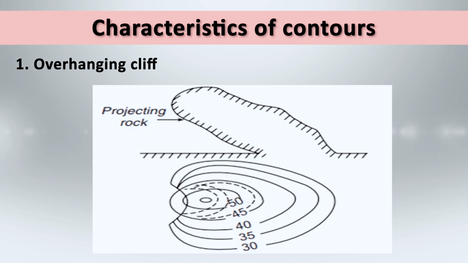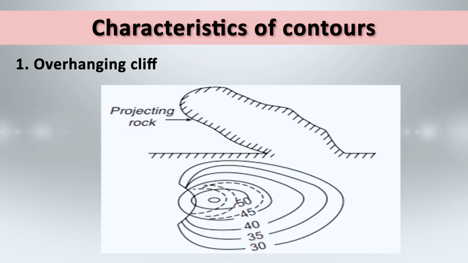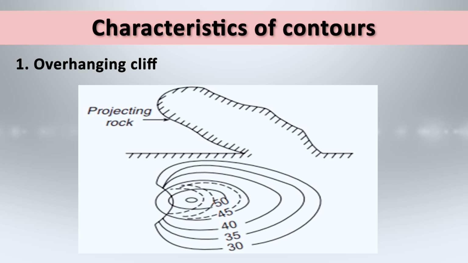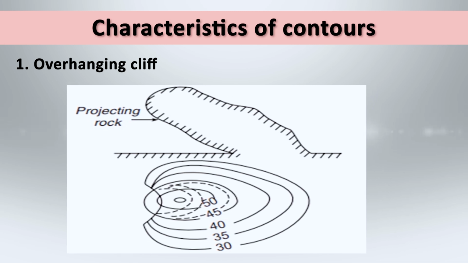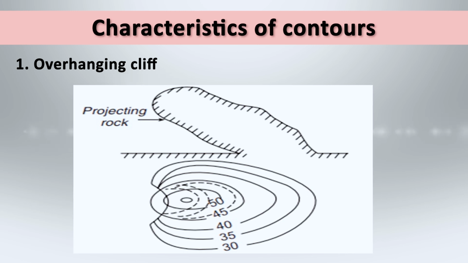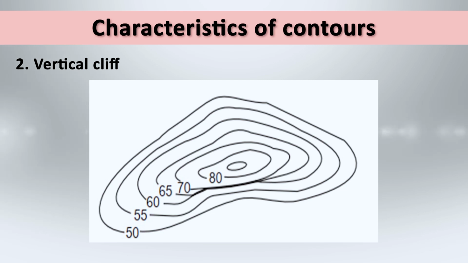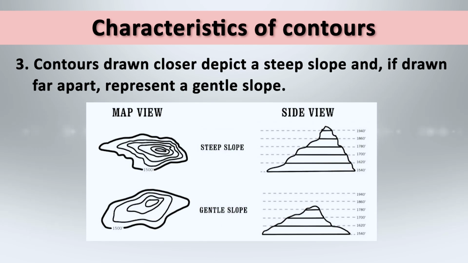Let us see the characteristics of contours. Some characteristics of contours are kept in view while preparing or reading a contour map. These are: two contours of different elevations do not cross each other except in the case of an overhanging cliff. Second, contours of different elevations do not unite to form one contour except in the case of a vertical cliff. Third, contours drawn closer depict a steep slope and if drawn far apart represent a gentle slope.